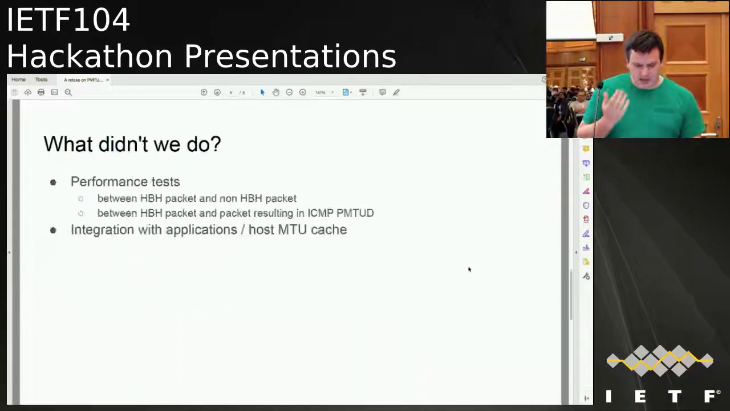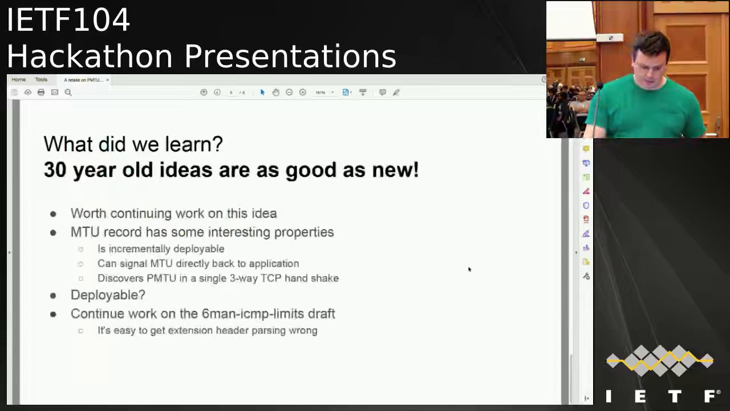What we didn't set out to do was do any performance testing. And obviously, this being a hop-by-hop option and being looked at by every router on a path, performance implications would be interesting, and hopefully we'll be able to have time to look at that in the future. And we didn't try and hook this up further into any operating systems. The host stacks we did were just looking at getting the packets generated and processing them and receiving them.